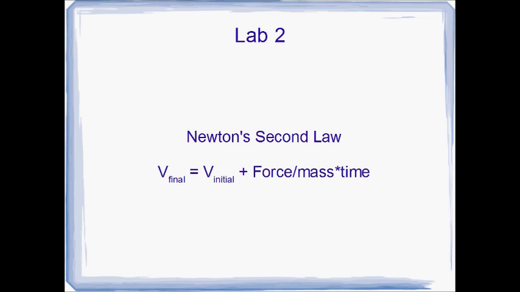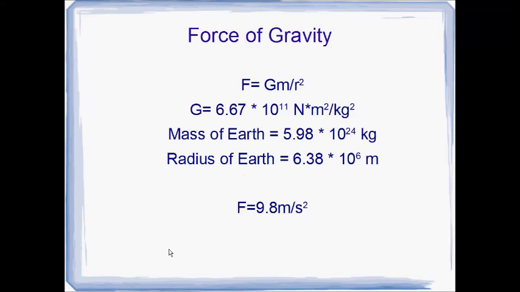There are two forces that will be acting on our object, the force of gravity and drag force. The first of these can be calculated through the equation for gravitational force, where force is equal to GM over r squared, where G is the gravitational constant, M is the mass of Earth, and r is the radius of Earth from the center to the surface. Through these calculations, the force of gravity is found to be 9.8 meters per second squared towards Earth.